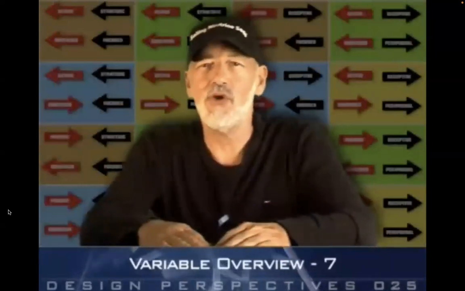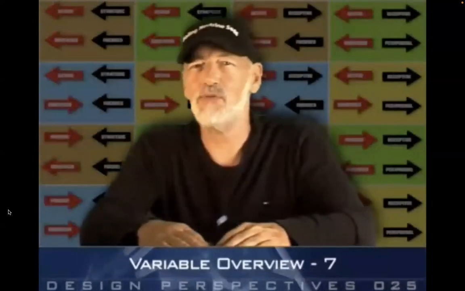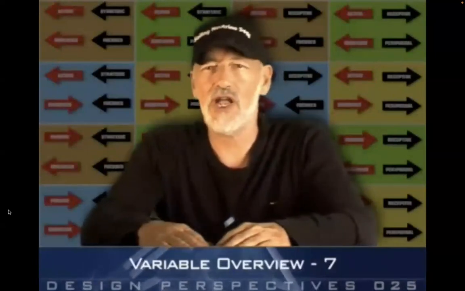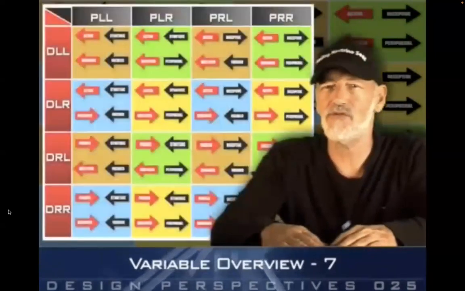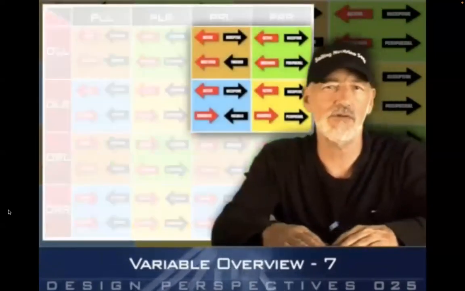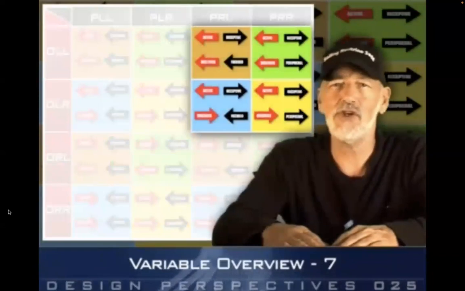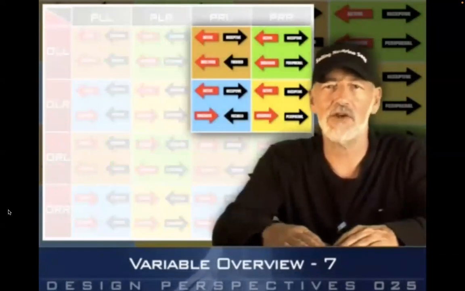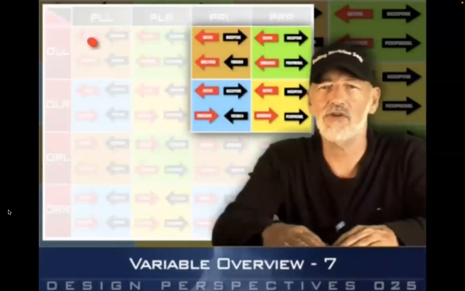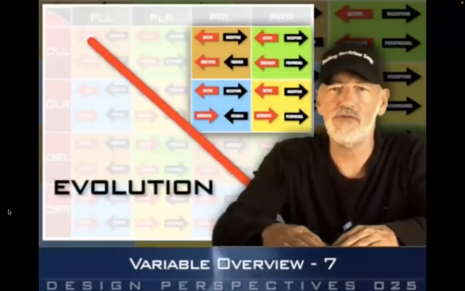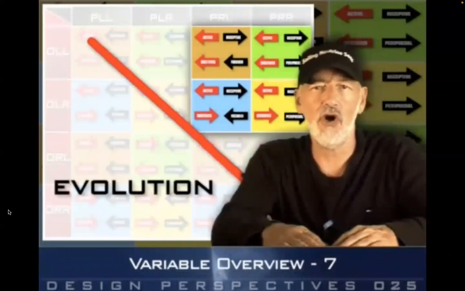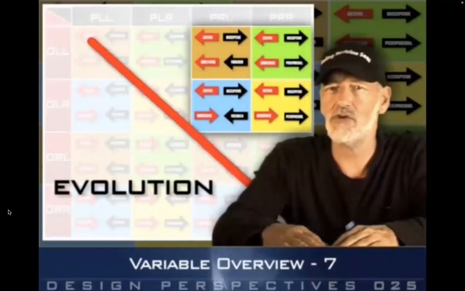Today we're going to look at four right variables. That is, the four upper right variables in the upper right-hand corner of the variable grid. Now, there is something very interesting about the evolutionary pattern. The direct evolutionary movement is moving from the all left in the upper left-hand corner to the all right in the lower right-hand corner.